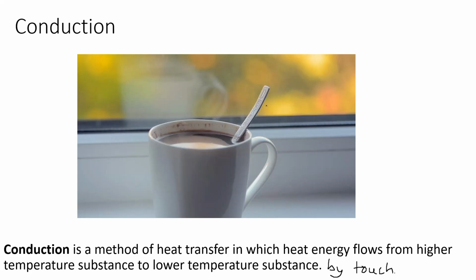A very easy example here is when you put a metal spoon into a hot cup of coffee or tea, and you touch that spoon, it is going to be hot because the direct contact of the hot substance, the hot beverage, is going to be coming into contact with the spoon. And when they're touching, the heat energy, because the spoon is colder than the substance it's in, heat flows from the higher temperature substance to the lower temperature substance. So it moves from the coffee into the spoon.